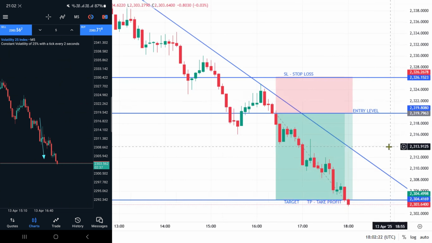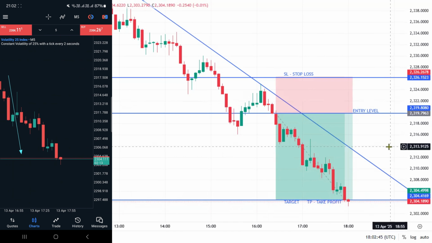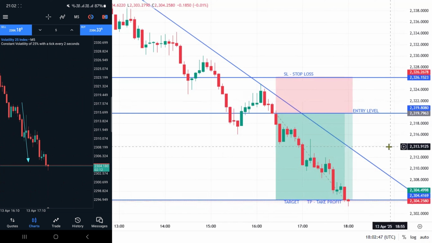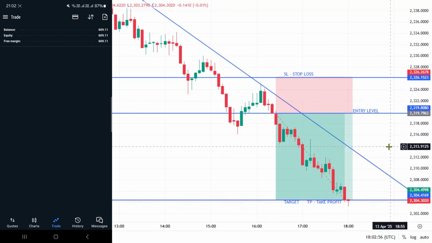So sorry guys, I ran out of storage. I ran out of space on my phone. That's why the phone stopped showing how the trades were run. But you can see the TP has been smashed. Yeah, and the account is now at $609.